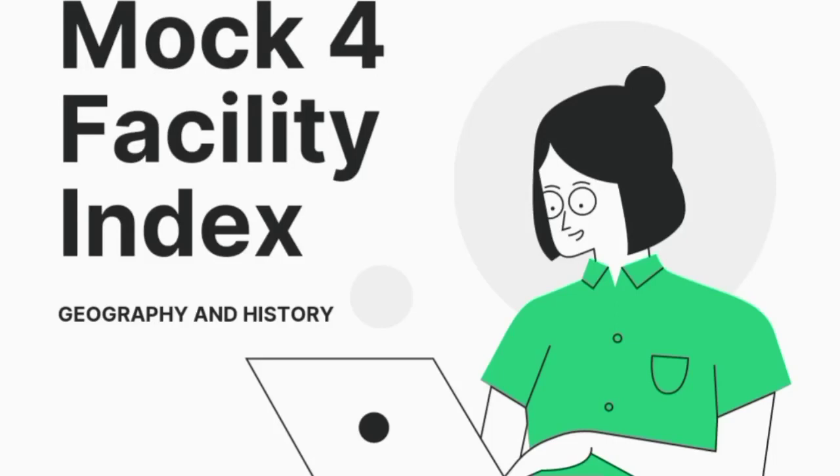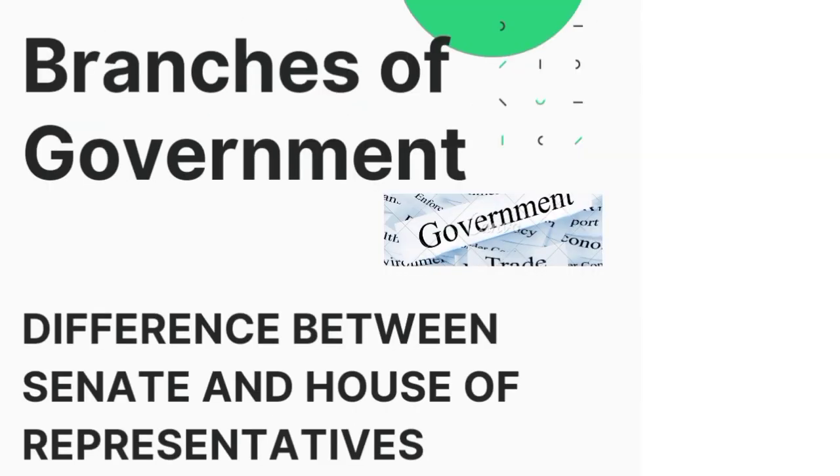Hello, welcome to class. Today we want to look at Mod 4 Facility Index on Geography and History. First, we want to take a look at the branches of government, then the difference between the Senate and the House of Representatives in Nigeria.